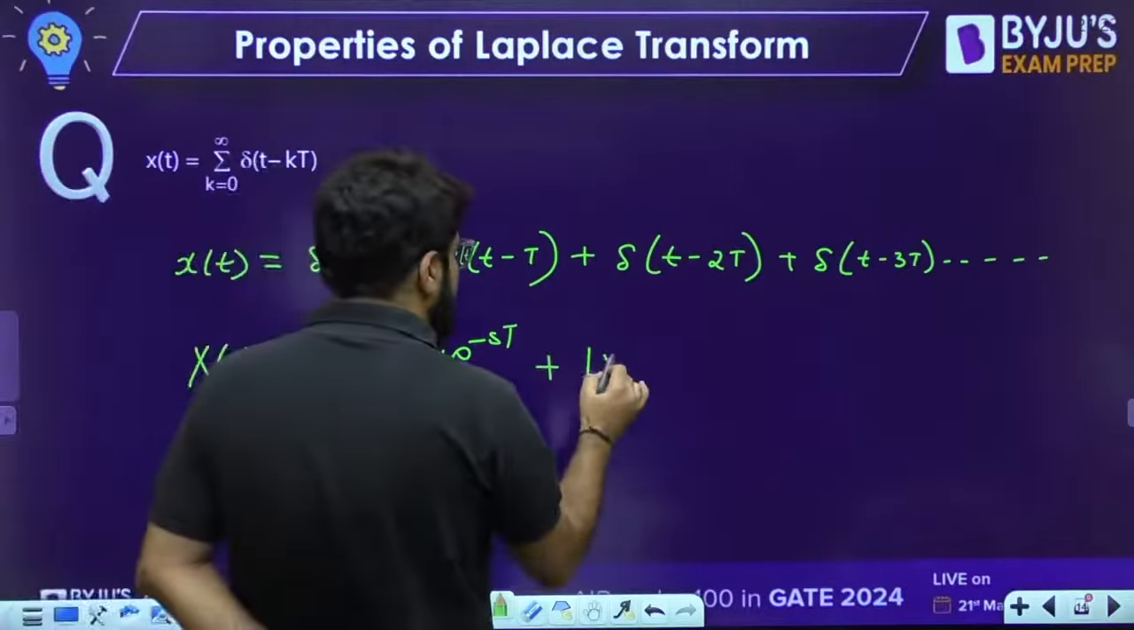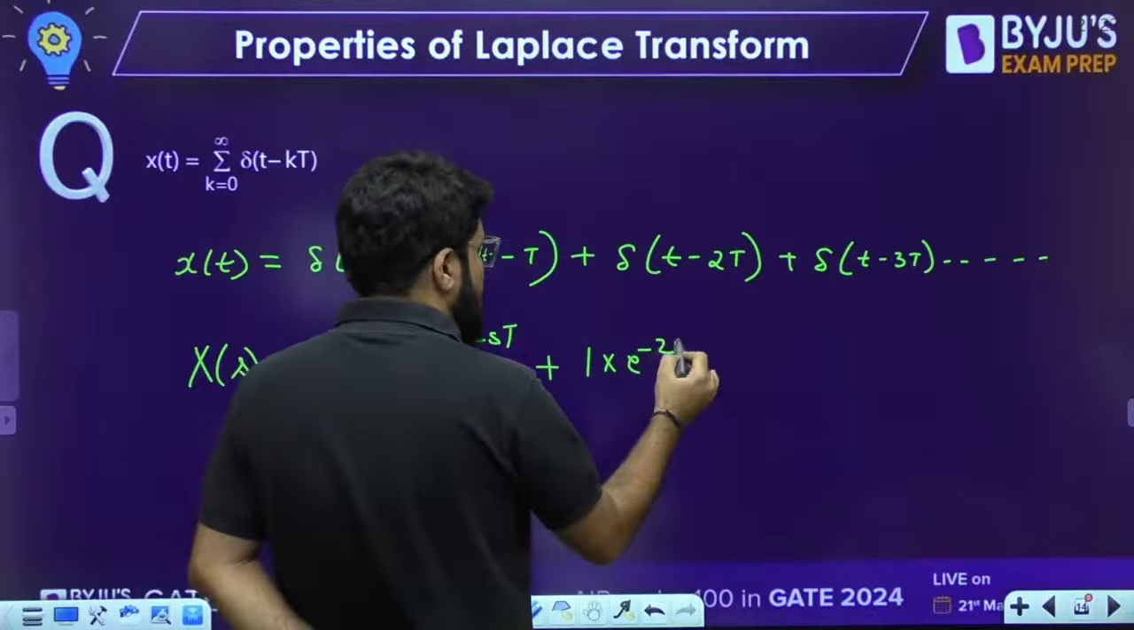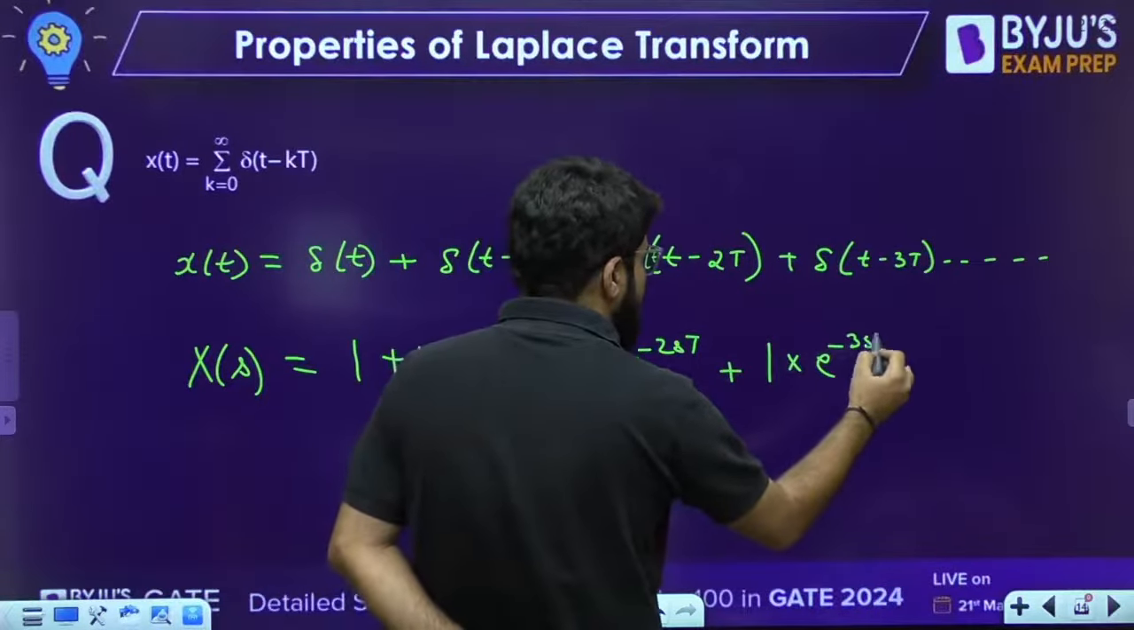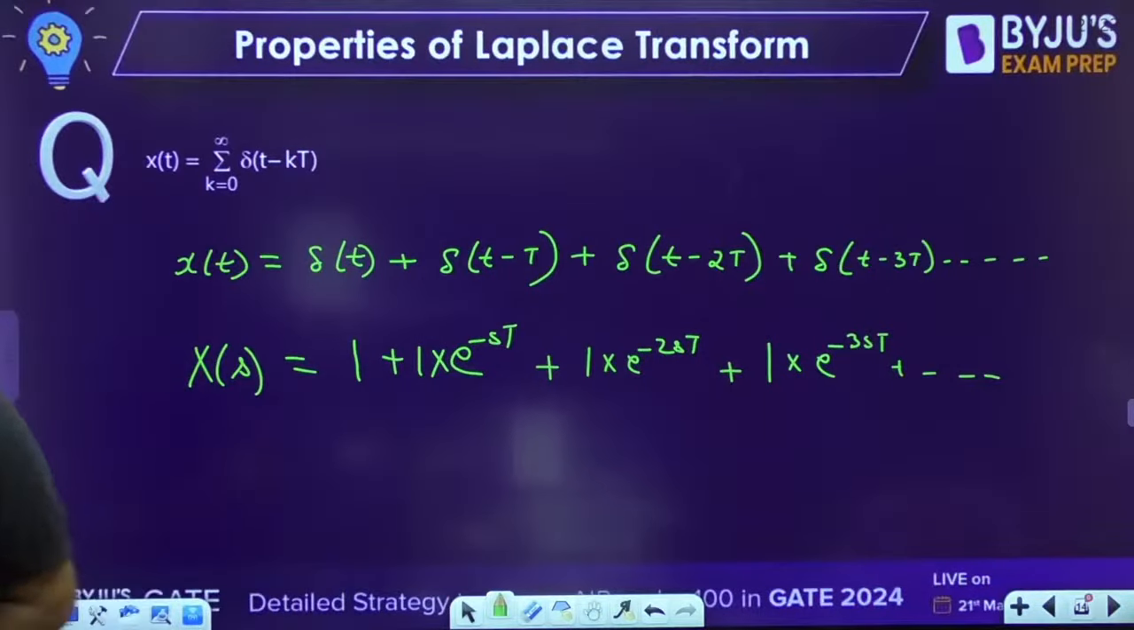Next, what you are going to get is 1 into e power minus st, e power minus 2st, because the time shifting here is by 2t. Next is 1 into e power minus 3st, until infinity. This is the Laplace transform which we will further simplify.